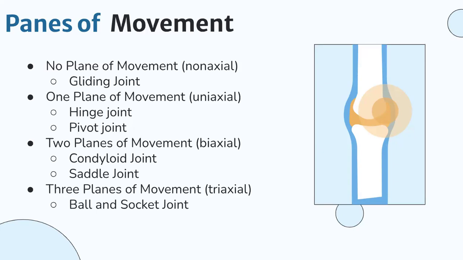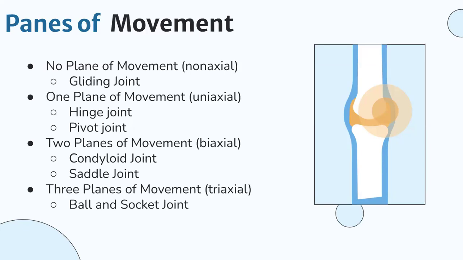Hinge joints would be like your elbows and knees, where there is that ability to move up and down. Pivot joint, it is often found in between your radius and your ulna bone. So it is called your radio-ulnar joint, and it helps with the motion of supination, turning your palms upward, and pronation, turning your palms downwards facing the ground. Next, biaxial, two planes of movement.